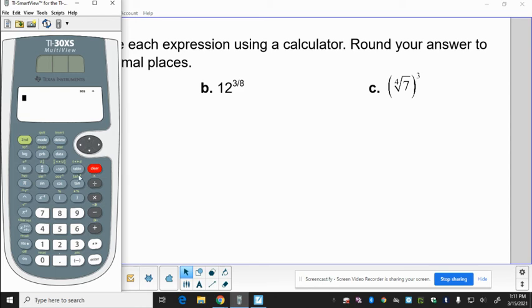All right, part B. 12 raised to the 3/8 power. I'm going to continue to use my fraction key. This would be 2.54. The 9's big enough to round that up. 2.54. And then part C.